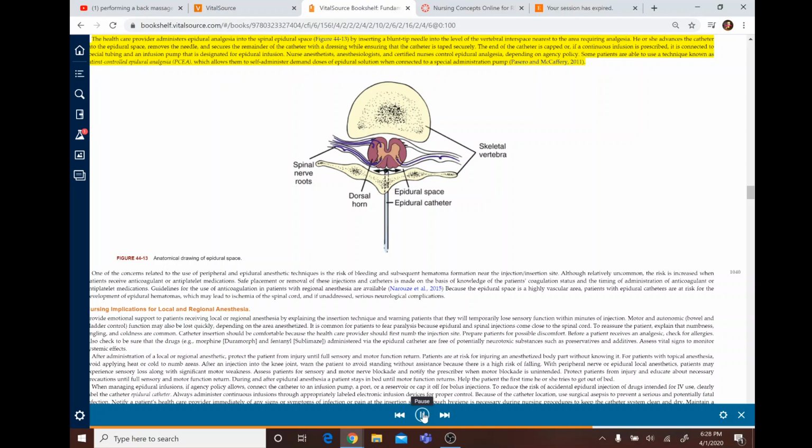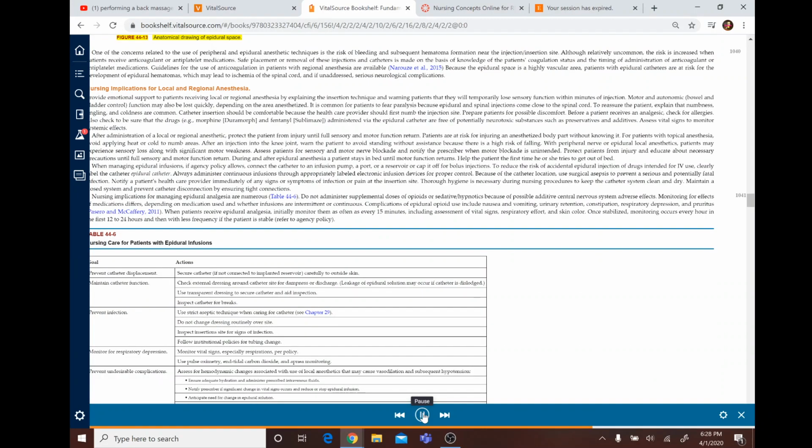Nurse anesthetists, anesthesiologists, and certified nurses control epidural analgesia, depending on agency policy. Some patients are able to use a technique known as patient-controlled epidural analgesia, PCEA, which allows them to self-administer demand doses of epidural solution when connected to a special administration pump (Pasero and McCaffery, 2011). Figure 44-13: Anatomical drawing of epidural space.